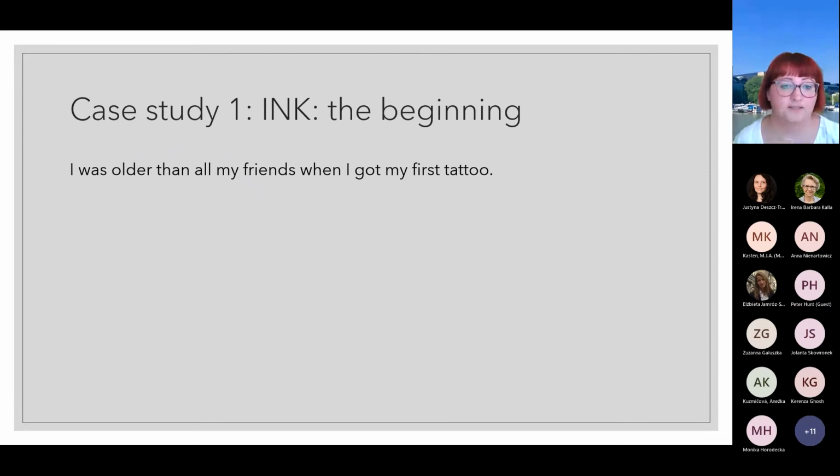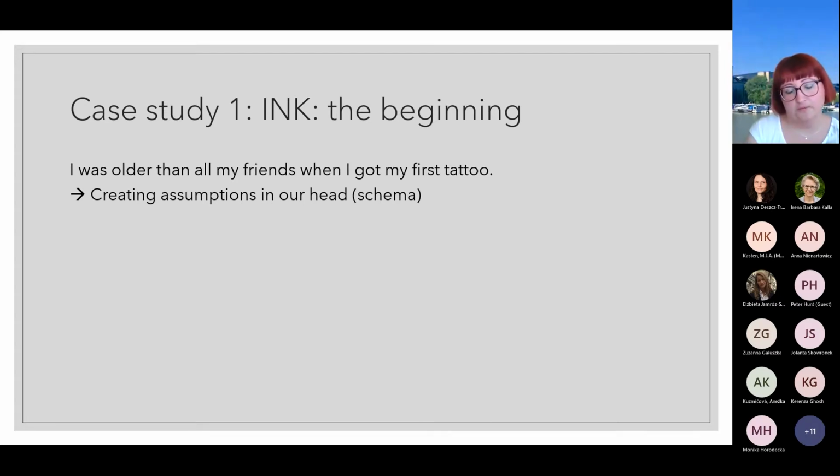So the very first sentence is, "I was older than all my friends when I got my first tattoo." This is straightforward. If you expect it's children's or young adult fiction, you think, okay, it's a teenager talking about tattoos, maybe they turned 18 and they think, should we get a tattoo? It's quite innocent, this sentence. So what happens here, you're creating assumptions in your head, right? Something about a tattoo, you talk about friends, maybe it's a teenager, maybe a young person. So you have a schema, this idea of what this character might be.